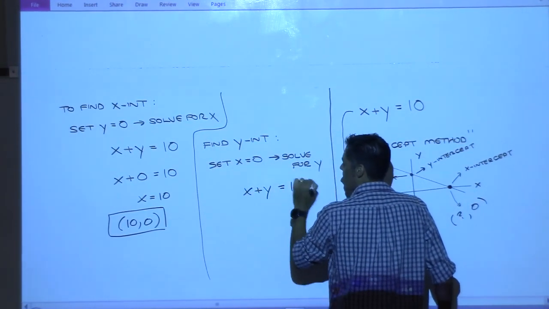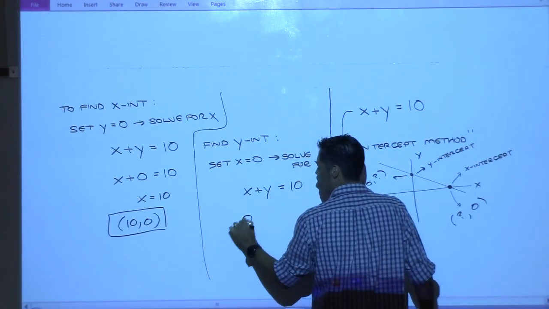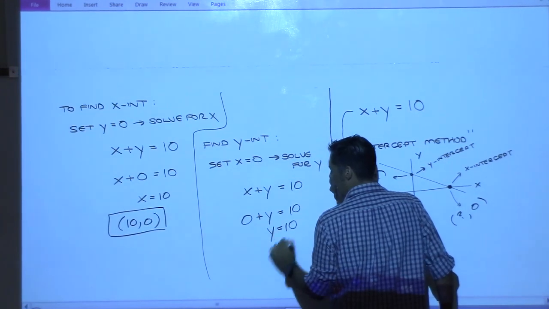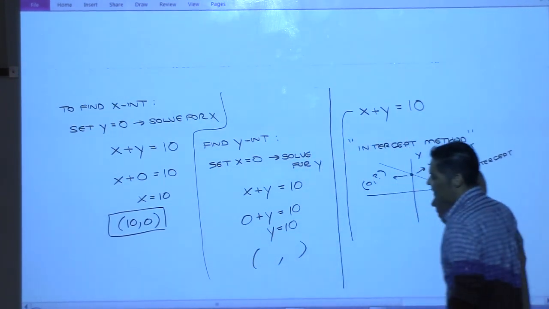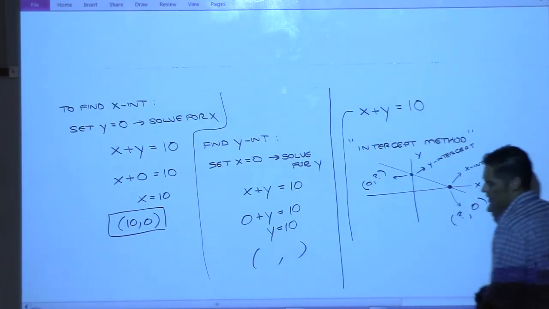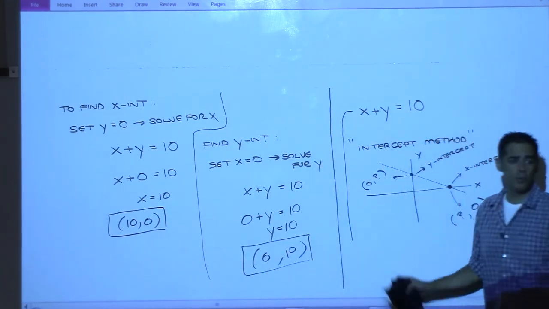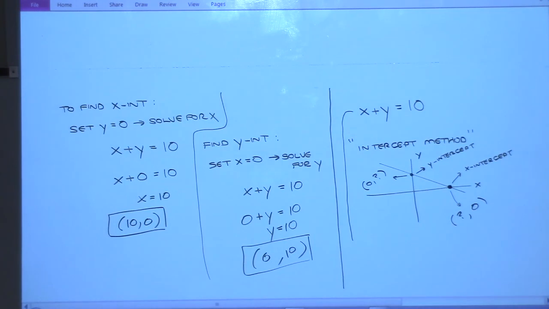And replace x with 0. You get y is 10, and then we write our ordered pair. What's our ordered pair? 0, 10. Boom. We have our second point. As soon as you have 2 points, you can draw a straight line, and you're done. So the final part of this is to draw the picture.